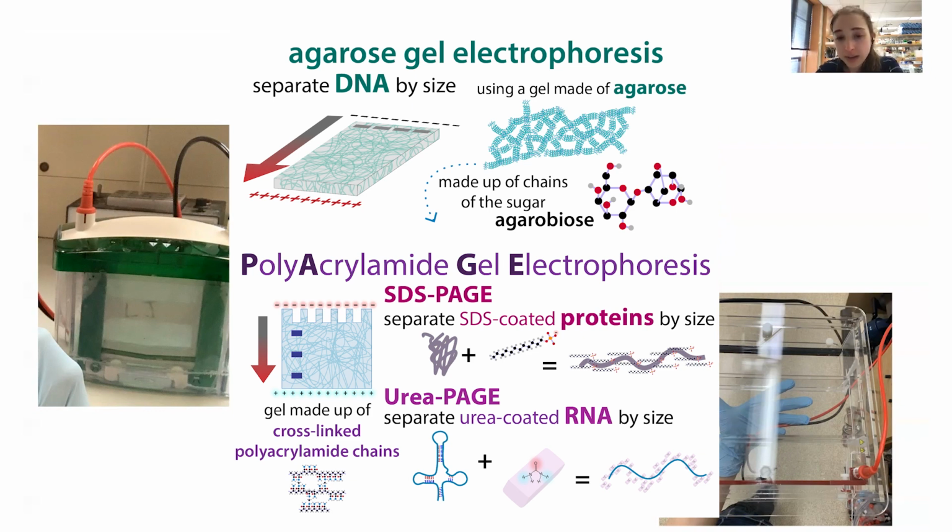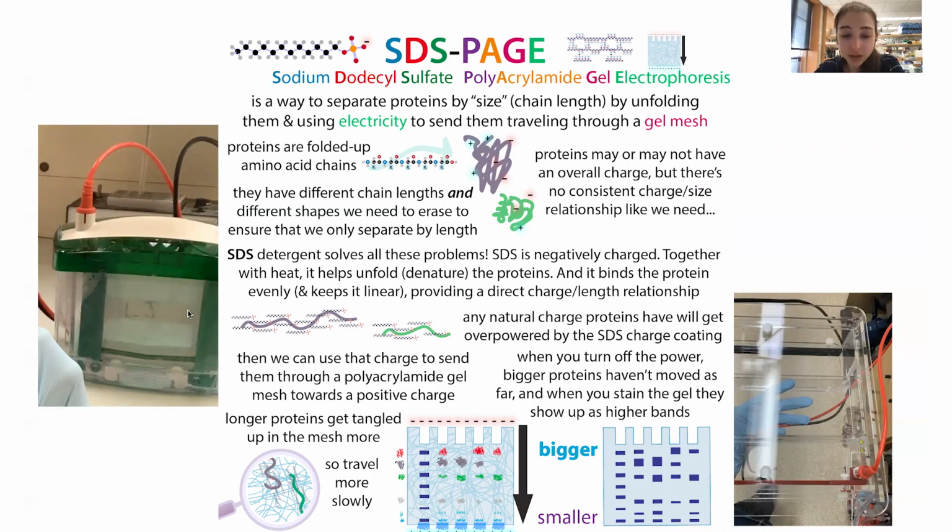And so they're going to stay where they are, and they're going to be separated based on their size. The types of gels that we can use are going to vary based on the molecules that we want to separate. With proteins, we're typically doing an SDS page gel, although you can also do a Western blot with like a native page gel.